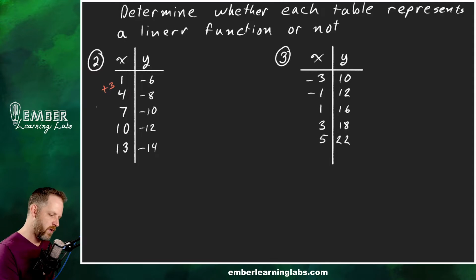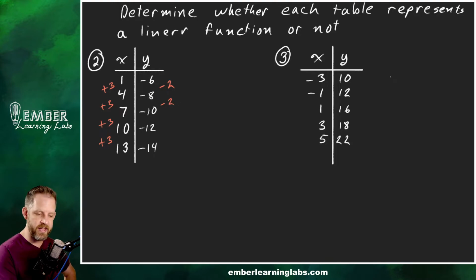7 minus 4 is +3. 10 minus 7 is +3. 13 minus 10 is +3. So that's consistent so far, right? And then -8 minus -6 is -2. -10 minus -8 is -2.